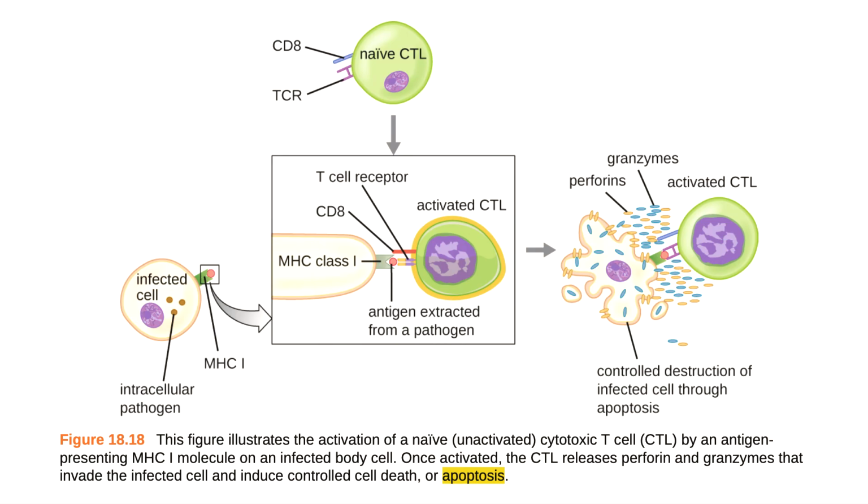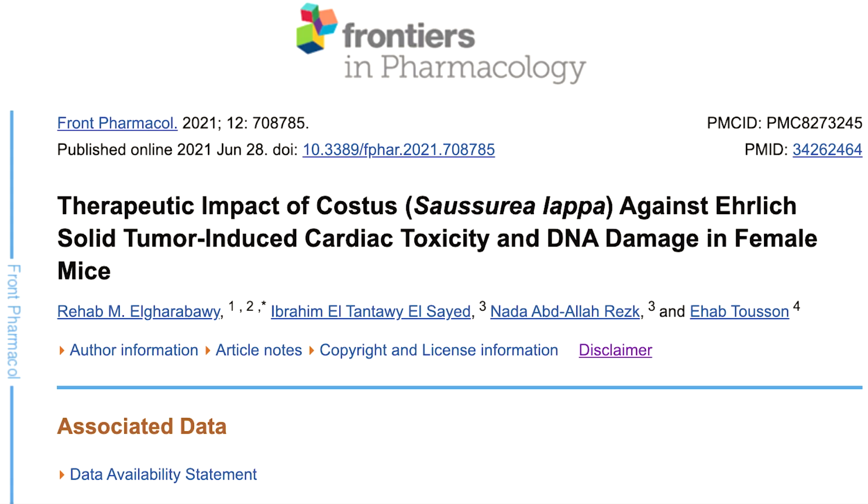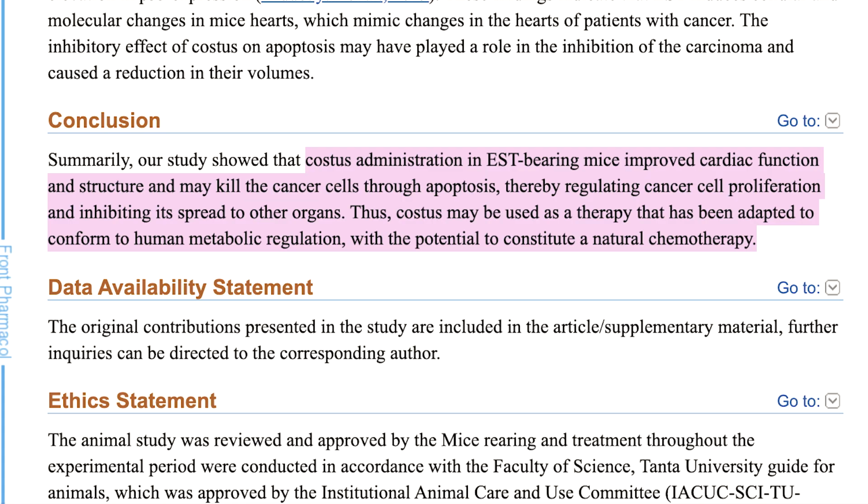apoptosis in vitro and in vivo. Apoptosis is the destruction of defective cells. Inhibition of apoptosis is a vital previous step in tumor formation. Another study revealed that Costus administration in early solid tumor or EST-bearing mice improved cardiac function and structure and may kill the cancer cells through apoptosis, thereby regulating cancer cell proliferation and inhibiting its spread to other organs.